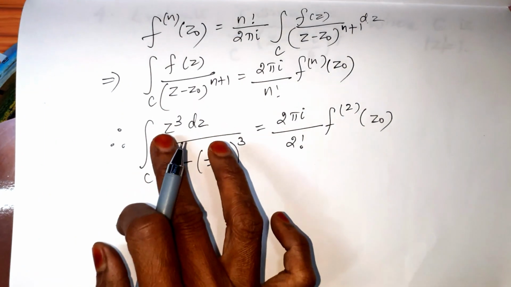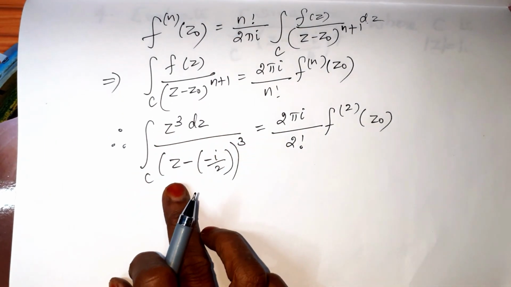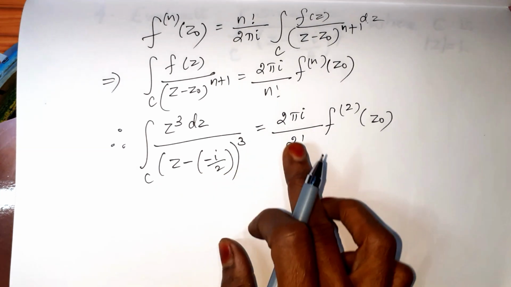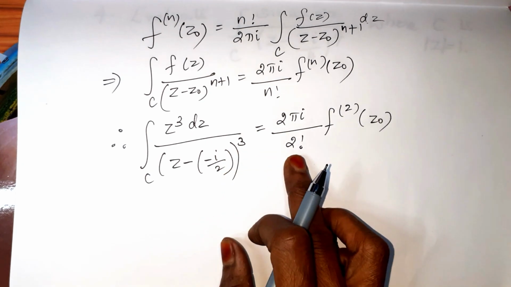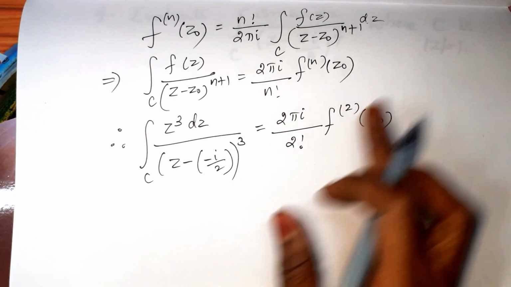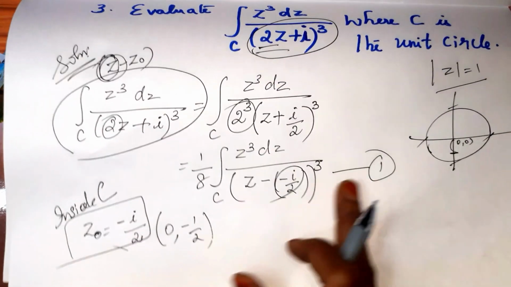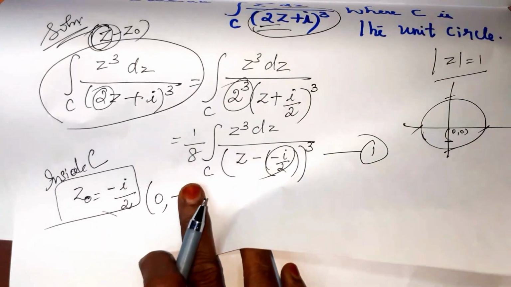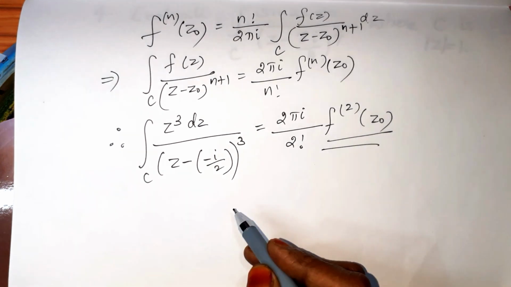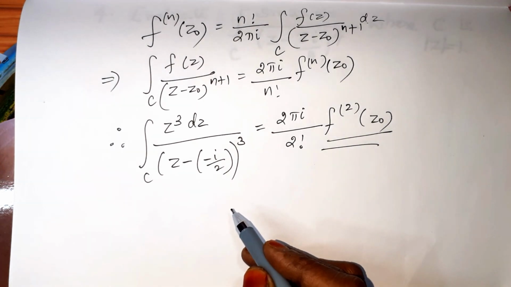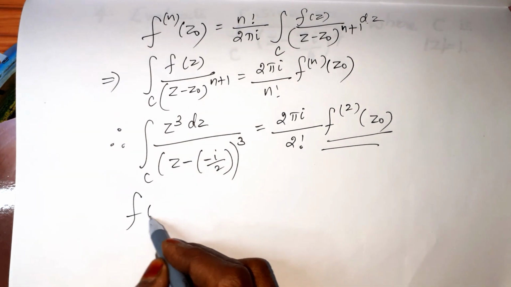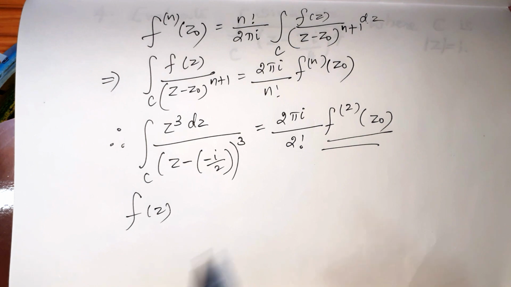So integral over c z power 3 dz by z minus of 1 by 2 the whole power 3 is equal to, using the above formula, 2 pi I. Since it is power 3, 2 factorial will come and the second derivative we have to calculate. After getting this, I will substitute the answer with equation number 1, so 1 by 8 has to be multiplied. Am I right? So let me calculate this separately. For that, first we have to write what is f of z and we have to differentiate that twice.